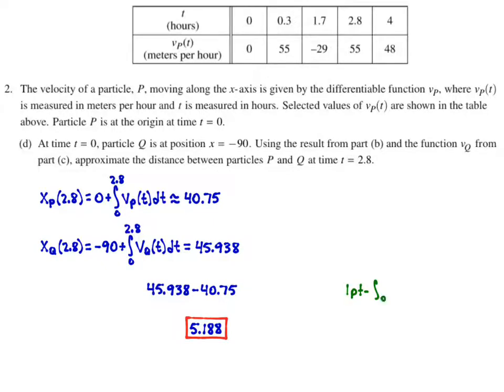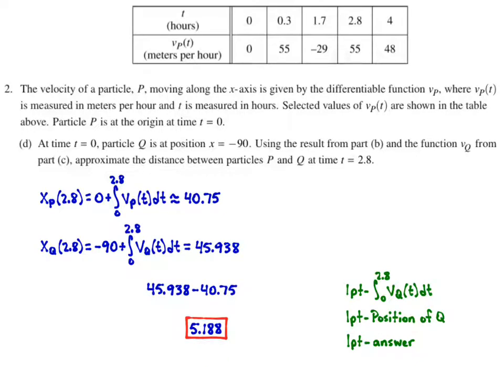Points for this: you're going to get 1 point for setting up the equation, the integral from 0 to 2.8 of v of Q dt. So basically if you had this guy anywhere in your problem, you're going to get that 1 point. You're going to get 1 point for the position of particle Q, so 1 point for this position here, and then you're going to get 1 point for your final answer of 5.188.